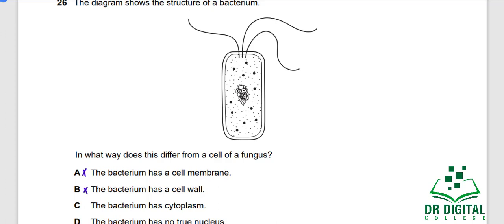C is the bacterium has the cytoplasm. Fungus cells also have the cytoplasm, because this is common. This is not present only in viruses. So C is also wrong. The bacterium has no true nucleus, because bacterium is a prokaryotic cell while fungus is a eukaryotic cell, meaning the cells with true nucleus. So this is true, that bacterium has no true nucleus while the fungus has true nucleus. So the correct answer for question 26 is D.